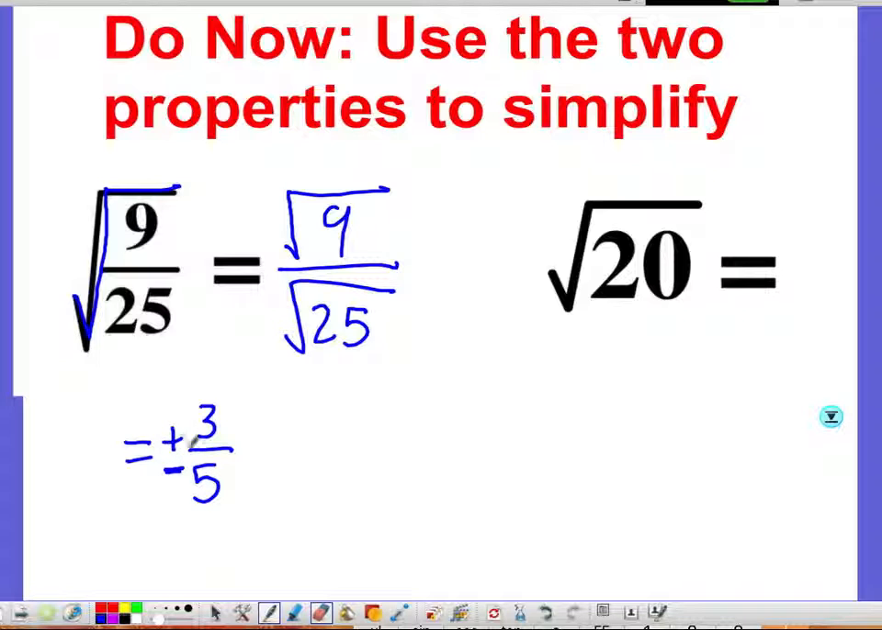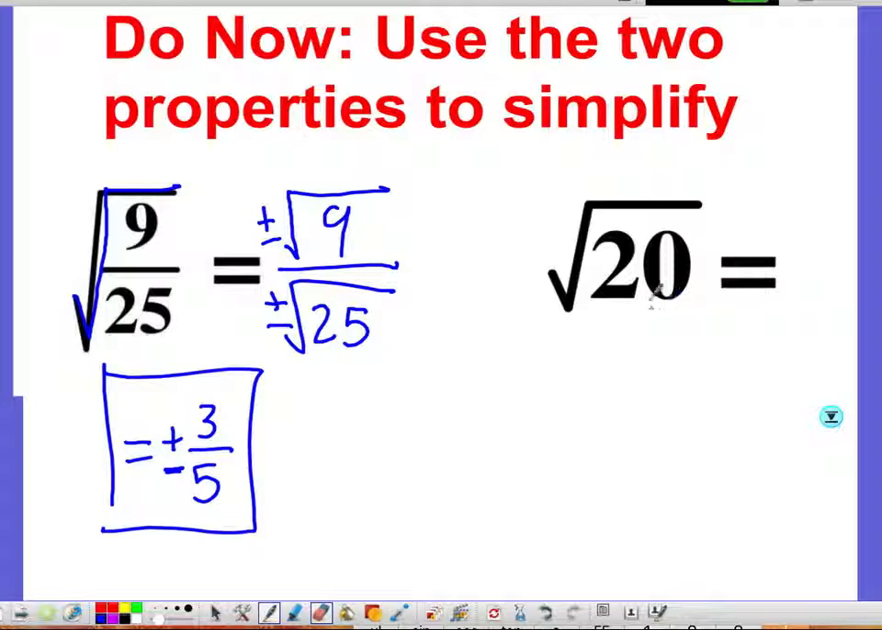Now, if we had them individually, they both have plus or minus, but we just need to write it down once, basically, plus or minus 3 over 5. Alright, so that's how you use the quotient property of square roots.